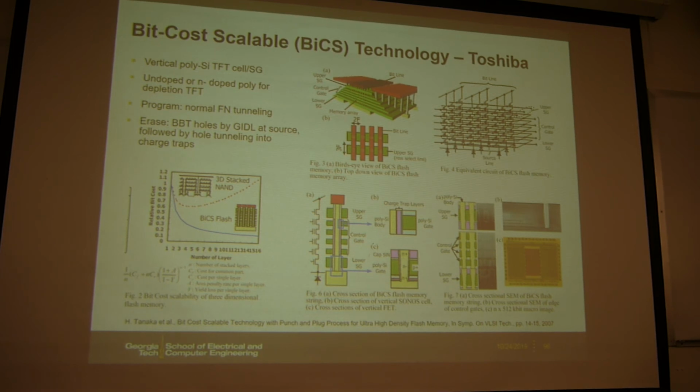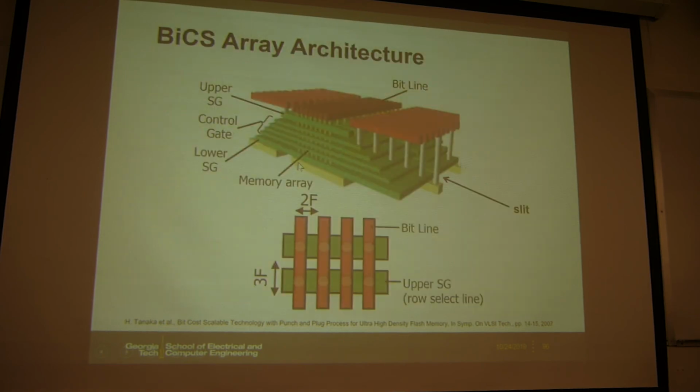Okay, so let's go to the first paper by Toshiba, which is a milestone in this technology. It was published in 2007 at the VLSI Symposium. They call it bit cost scalable technology. Even today, they call it BiCS. The key idea is to do this vertical channel. Here are the figures from the paper, and we're going to see some of the details in the next couple of slides.